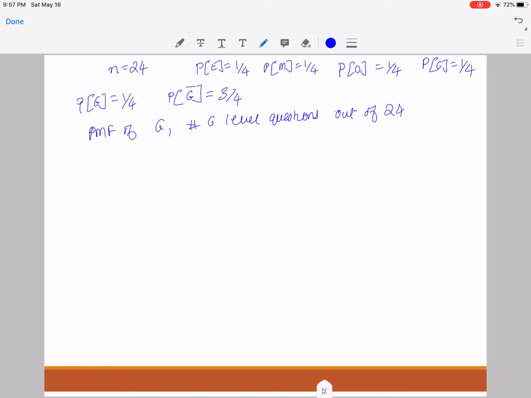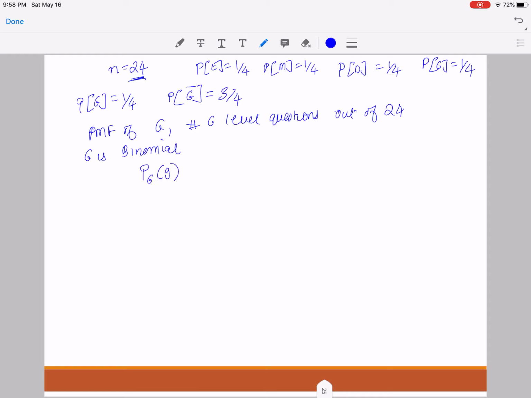Now, because each question is independent of the rest, each question is an independent trial, or a Bernoulli trial to be more specific, because it's either going to be a G level question or not. So we are going to use a binomial random variable to model this situation because we perform 24 fixed trials. We have a fixed number of questions. G is binomial, and therefore I can adapt the general probability mass function formula for the binomial random variable, which goes something like this.